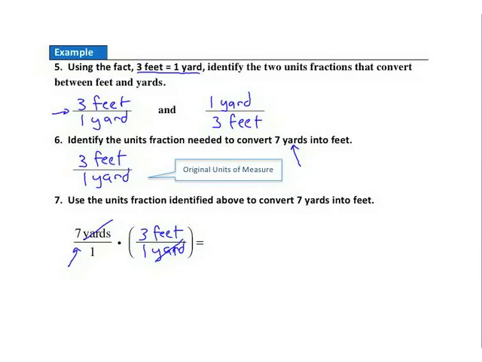Now notice all we have left as far as unit of measure in my fractions here is feet. And that's good because that's what I want to have in my final answer. Now let's multiply the numerators together. In the numerator I have 7 times 3 feet. In the denominator I have 1 times 1. That gives me 21 feet over 1. And remember, any number over 1 is just that number. Well, that works for units of measure as well. So 21 feet over 1 is just 21 feet. So when I convert 7 yards into feet, I get an answer of 21 feet.